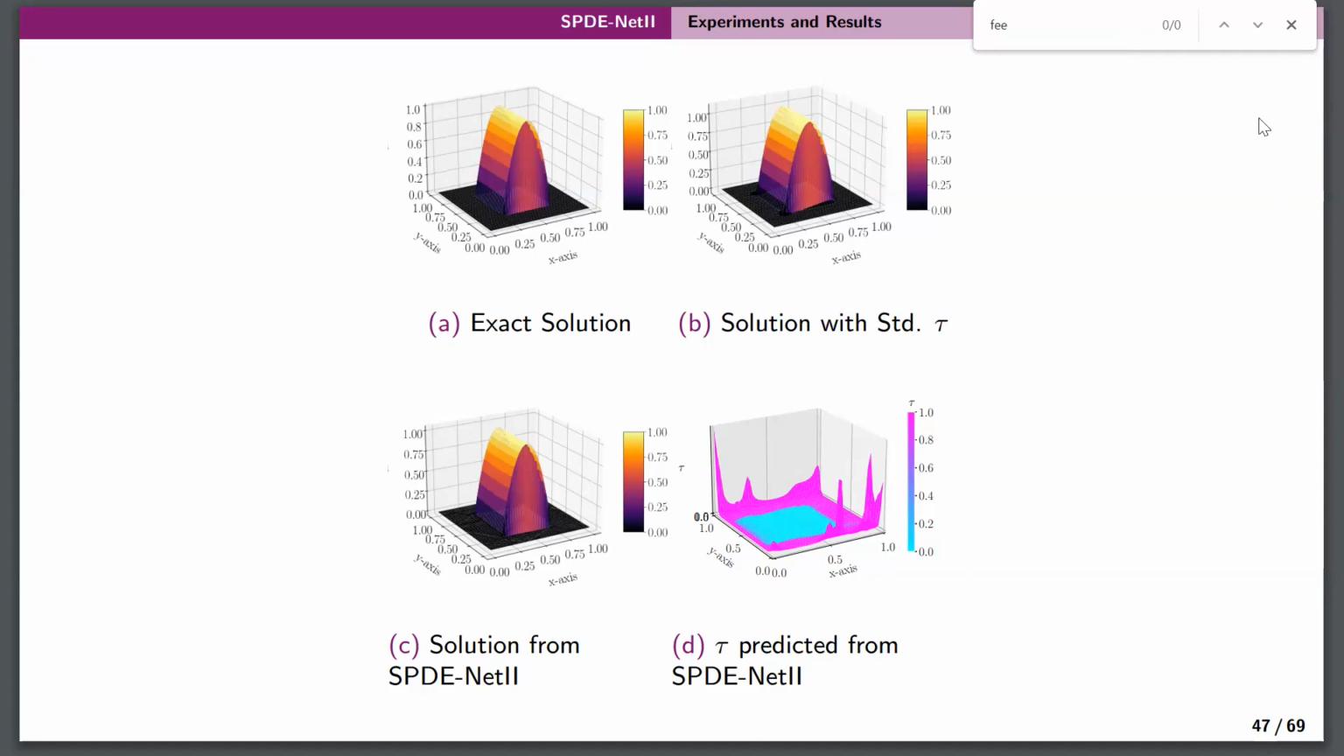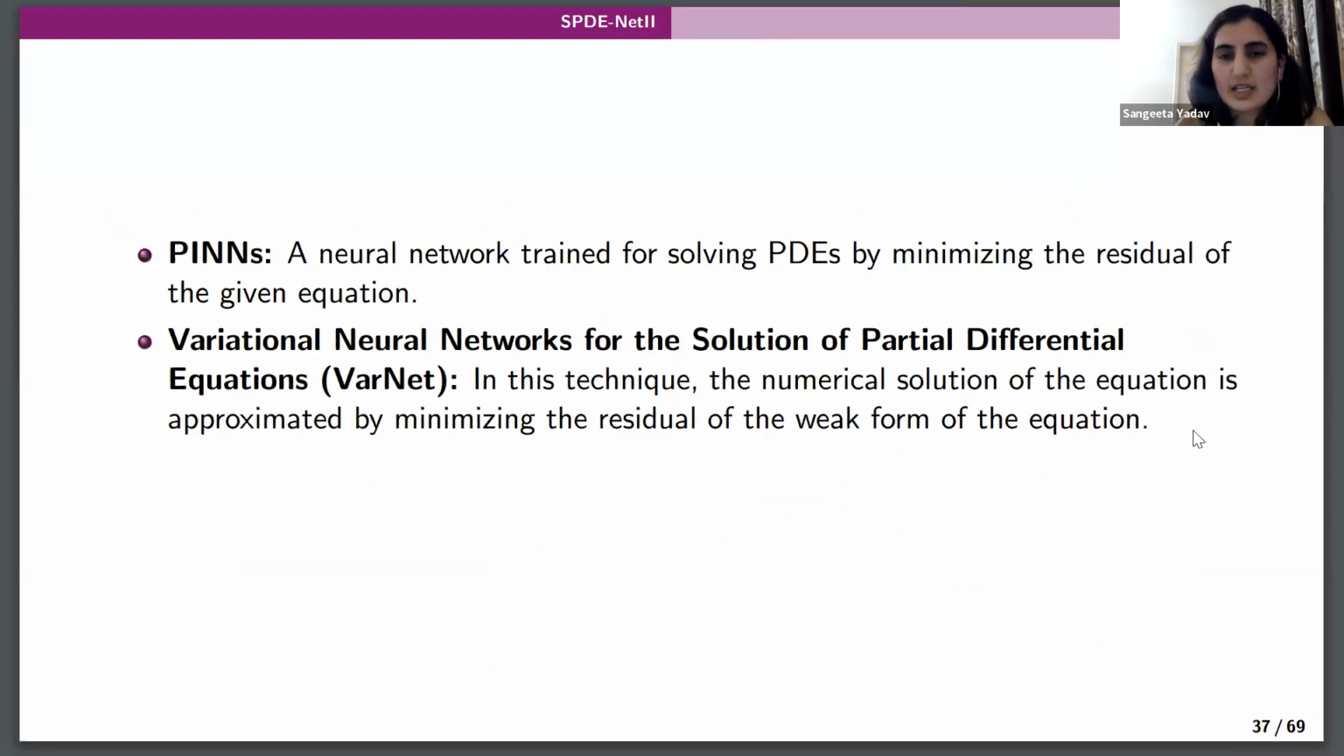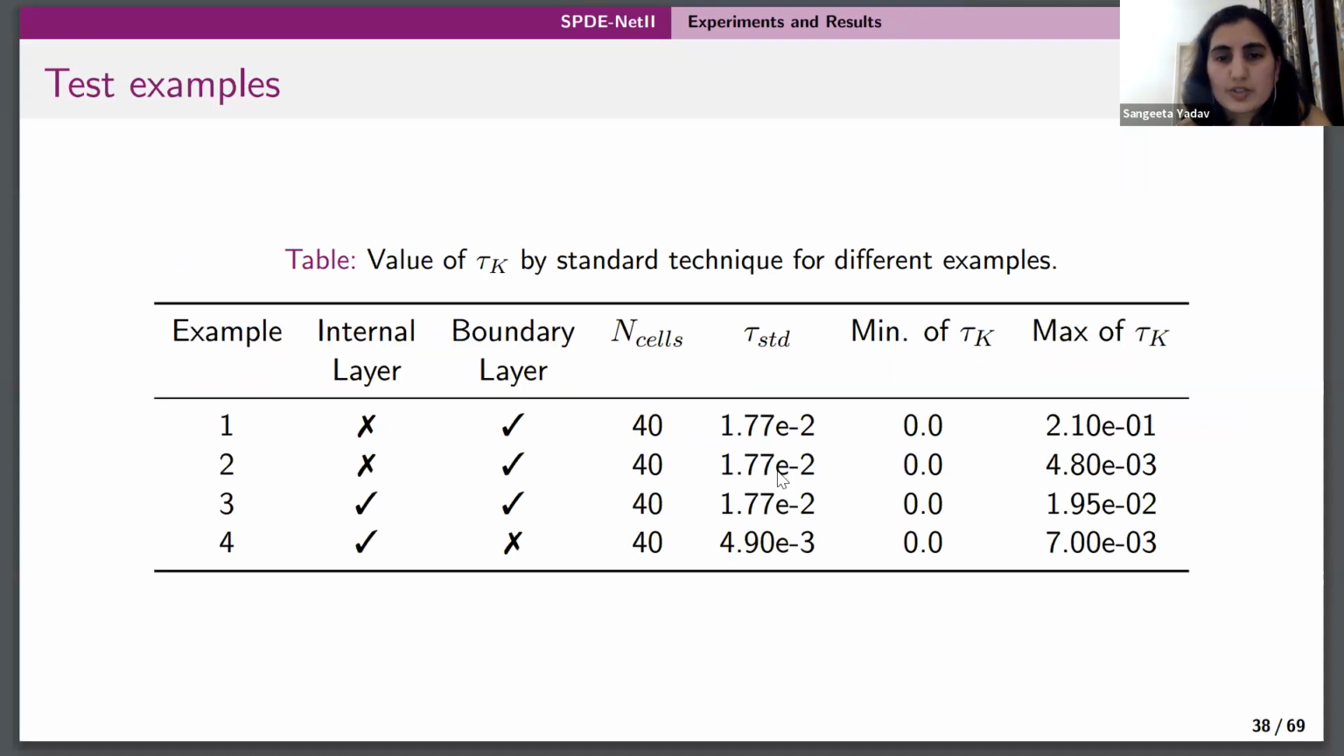Sangeeta, do you also have the plot for tau SUPG? I have those values. I can show you the values. Like here in this table, I'm comparing the values. So for all these examples, in this column, we can see the values for tau SUPG, the standard formula's value. And this is the range of values which we have obtained.